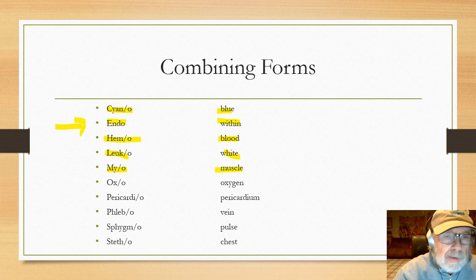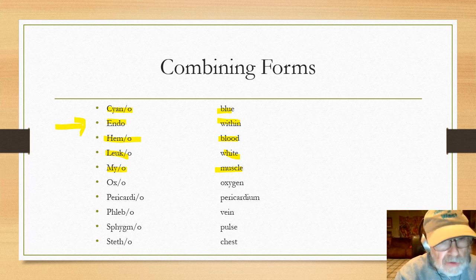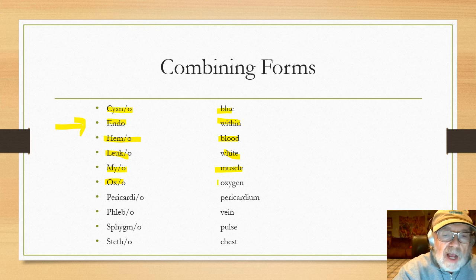Myo means muscle. That's where we get the myocardial infarction. Myo, muscle, cardio, heart, muscle. Infarction means death. Okay, oxo makes sense. Oxygen. When they are checking your oxygen levels, they stick that little thing on your fingers called a pulse oximeter.